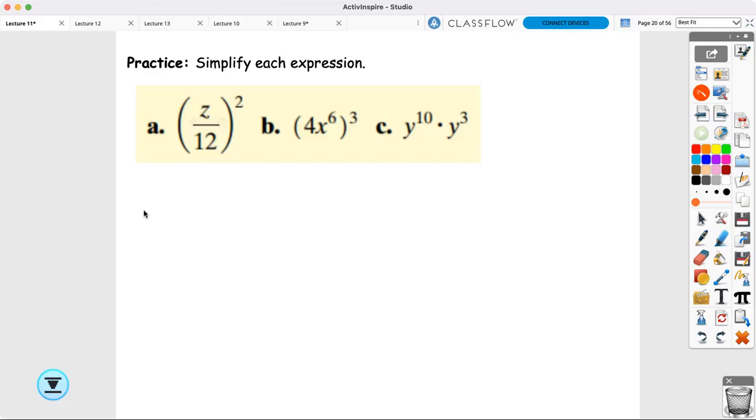All right, anyone want to share what they got? Let's share what we got for B now. For B, 4x to the 6 to the third power. Excellent. We have 64x to the 18th. If you have 64x to the 18th, you are correct. Excellent job, guys. Any questions so far on what we did for B, guys? Any questions at all?